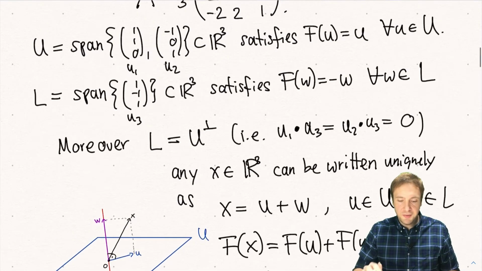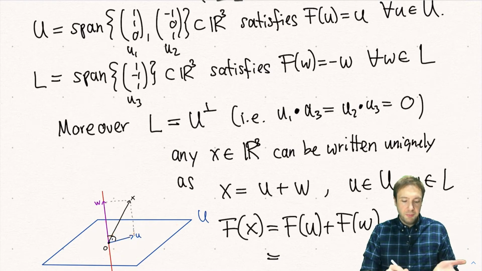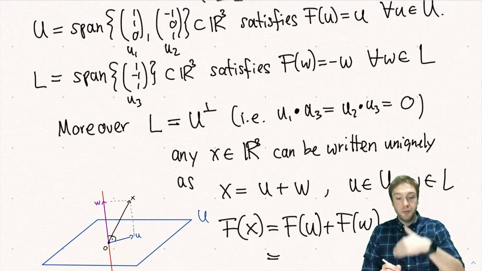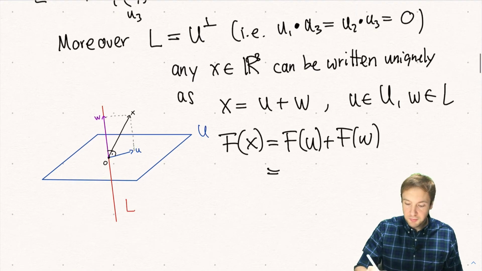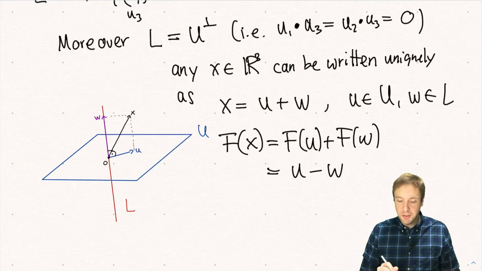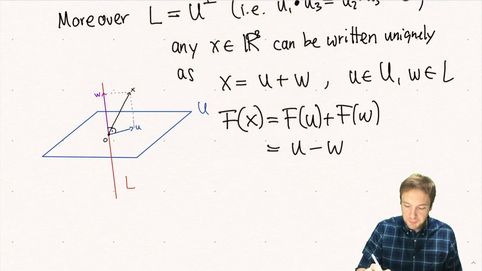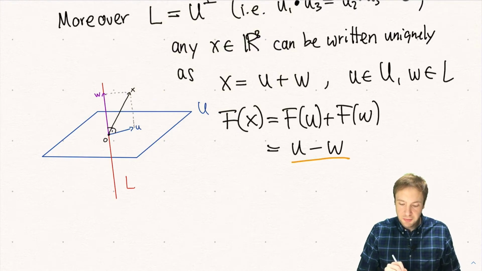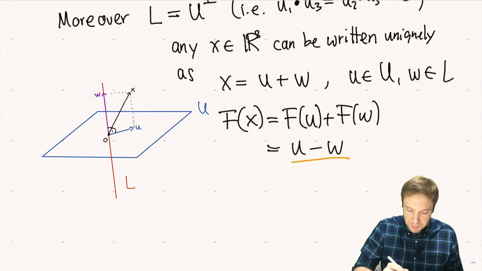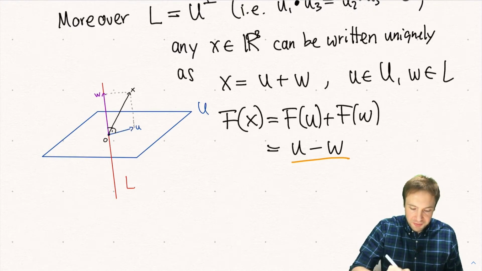But we just checked that for this linear map f, everything on U just stays the same, but everything in L gets mapped to the negative. So this means f of u is just u, and f of w is minus w. So we get this thing here. And here in the picture, this means that for this element, we go to u and then we subtract w, so we go here, and this will be f of x.